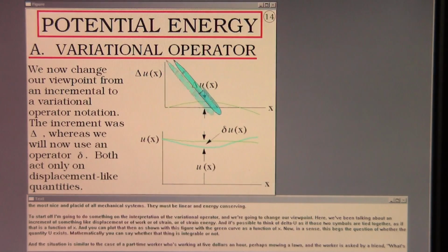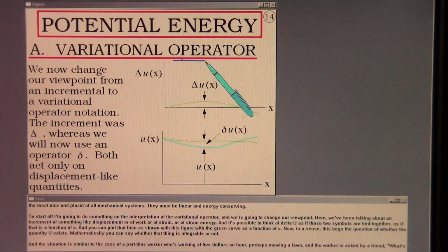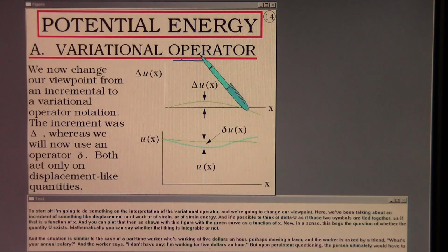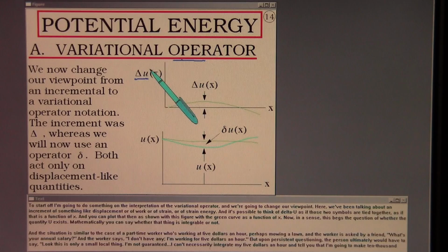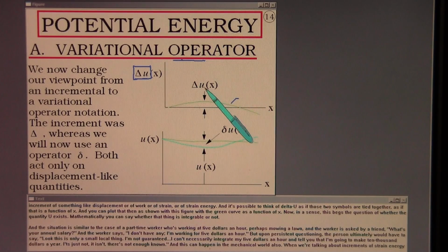To start off, I'm going to do something on the interpretation of the variational operator, and we're going to change our viewpoint. Here, we've been talking about an increment of something like displacement, or of work, or of strain energy. And it's possible to think of delta U as if those two symbols are tied together, as if that is a function of x. And you can plot that then, as shown in this figure with the green curve, as a function of x. Now, in a sense, this begs the question of whether the quantity u exists. Mathematically, you could say whether that thing is integrable or not.